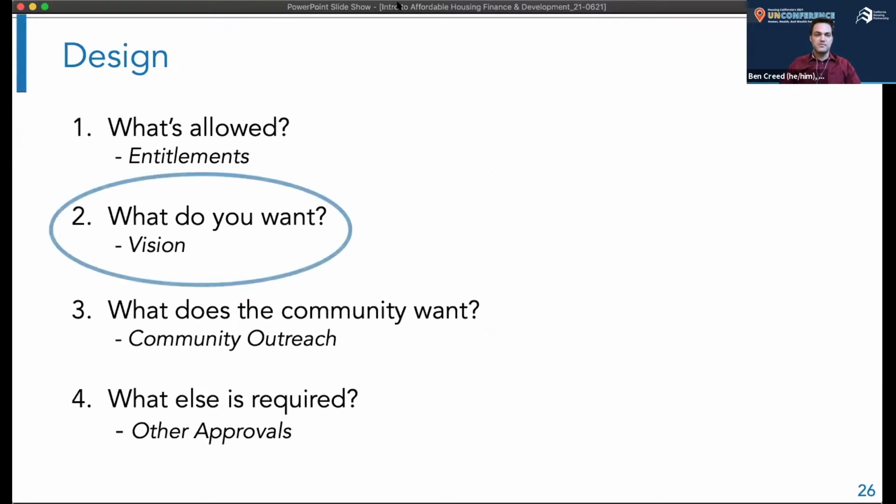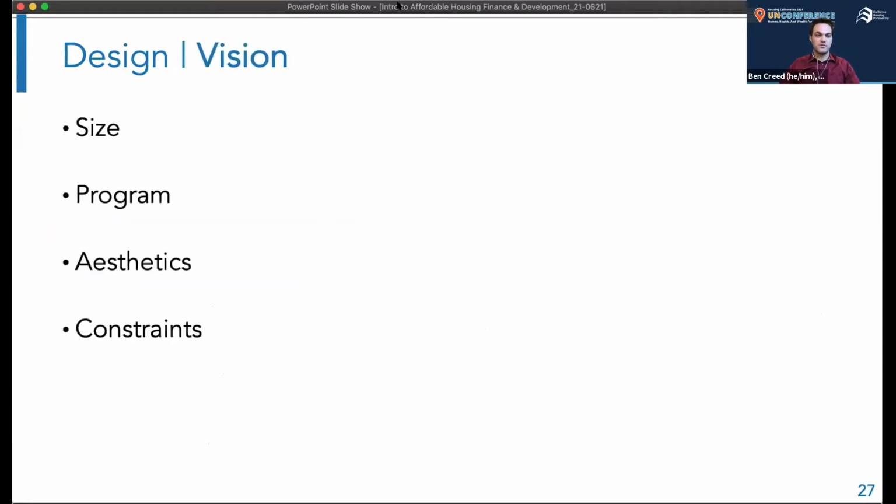So now that you've assessed what is allowed on your site, you can finally start thinking about what you want to put on it in conformance with those parameters. A lot could be said about the design process just from the developer and the design team standpoint. We're going to focus on 4 major forces that will govern what goes into your project's design.